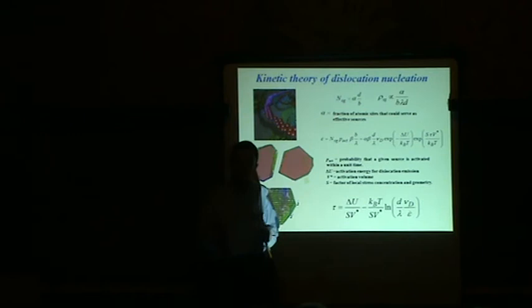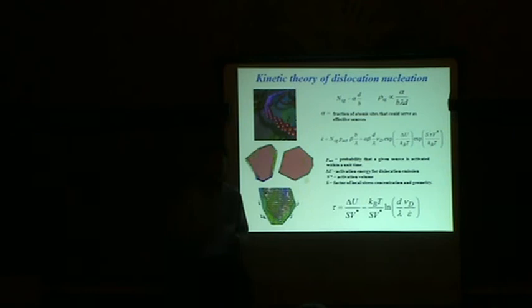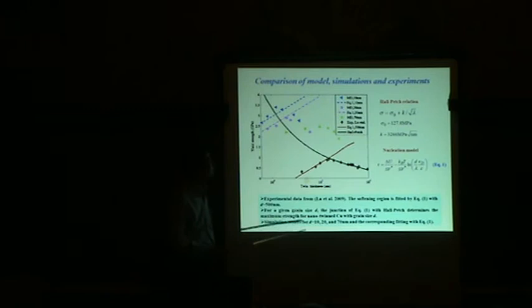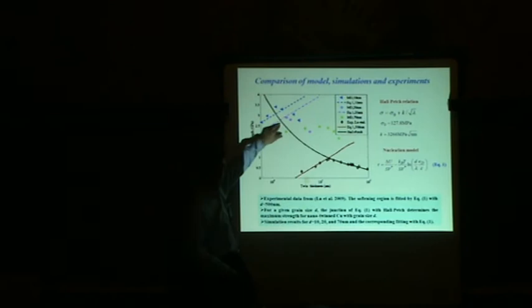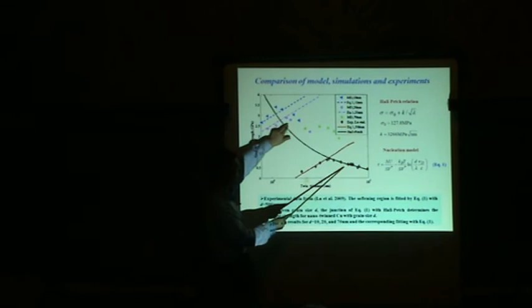This twinning partial softens the material. Okay, so that's our interpretation; our simulation shows that. So we compare this, of course, with experiments. Here is this equation. That's the Hall-Petch equation. This is experimental data for these two-level hierarchical materials, and ask for Hall-Petch equation.